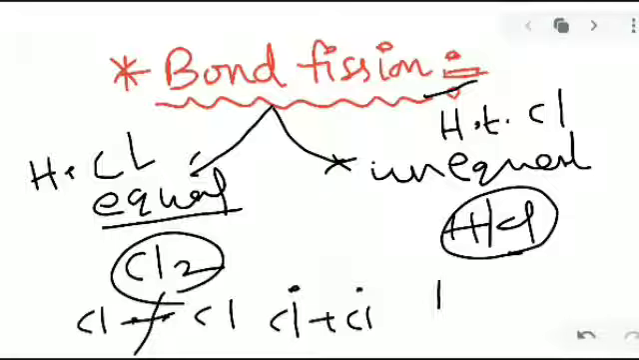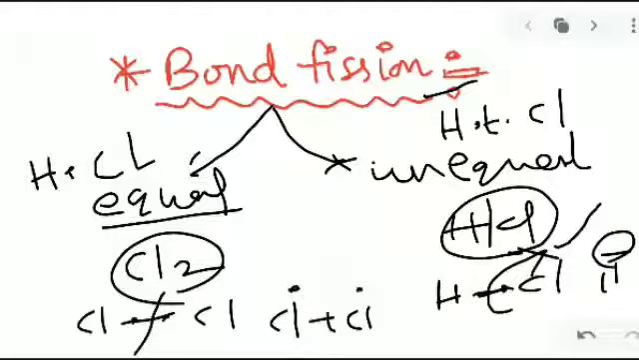For example, here are different atoms. Between hydrogen and chlorine, which is more electronegative? More electronegativity means it attracts electrons towards itself. Chlorine here is more electronegative than hydrogen, so the electrons are attracted towards the chlorine atom. That's why a negative charge and a positive charge are generated.